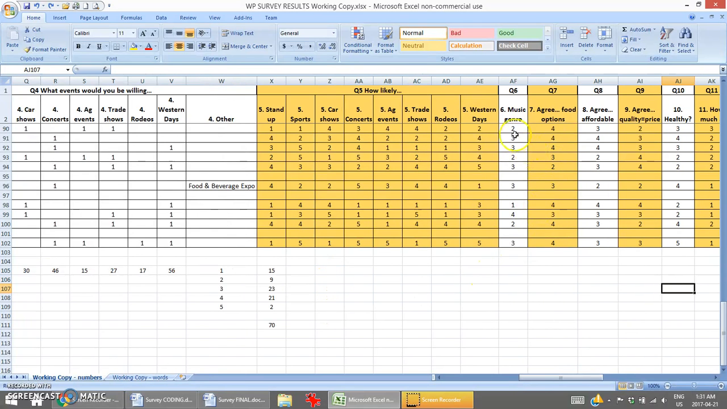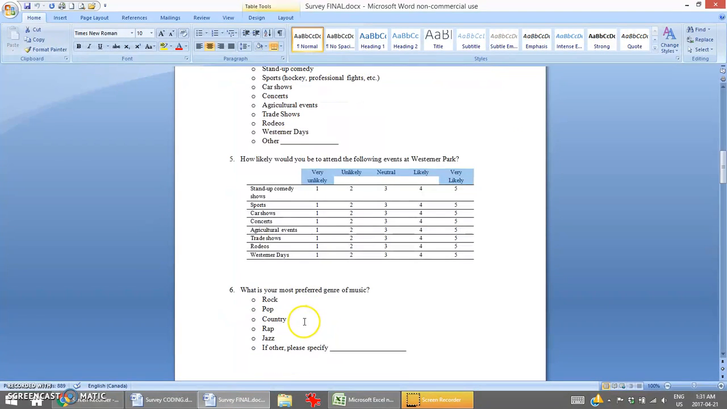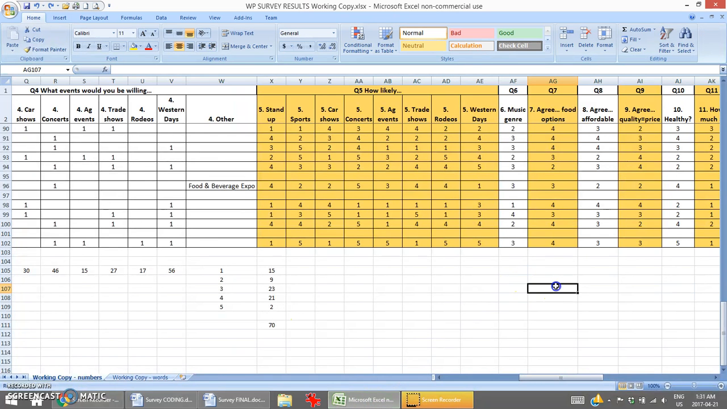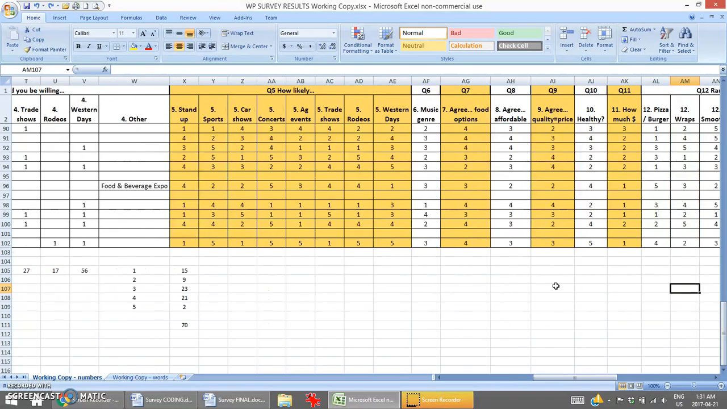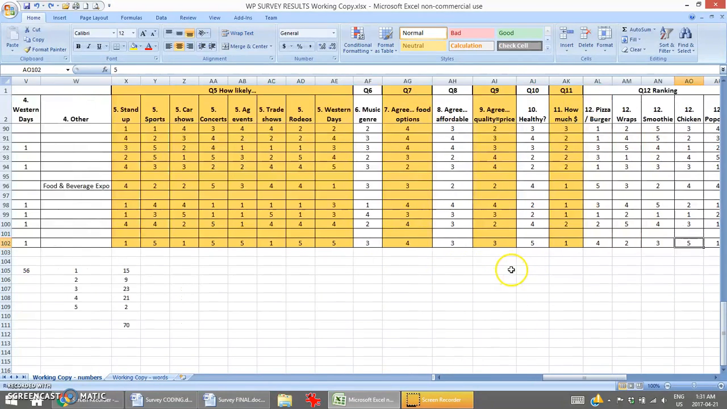Question 6, same thing. It's ranging from 1 through 5, I believe. If you look back at our survey data, there's 6 options, including other. 7, 8, 9, 10, 11, and 12, more or less the same thing. There's different options from strongly disagree to strongly agree, that we can analyze all the values in here.